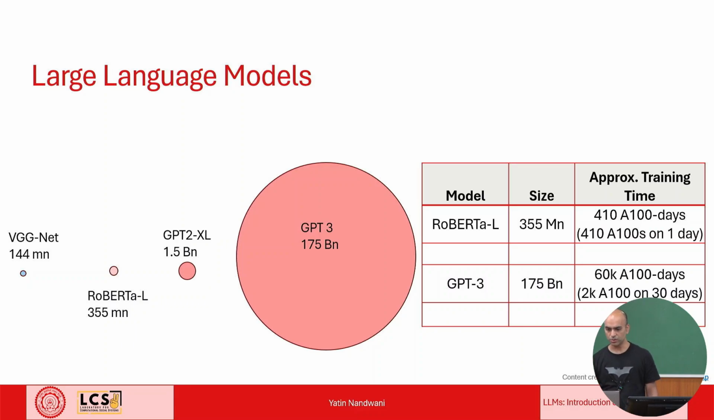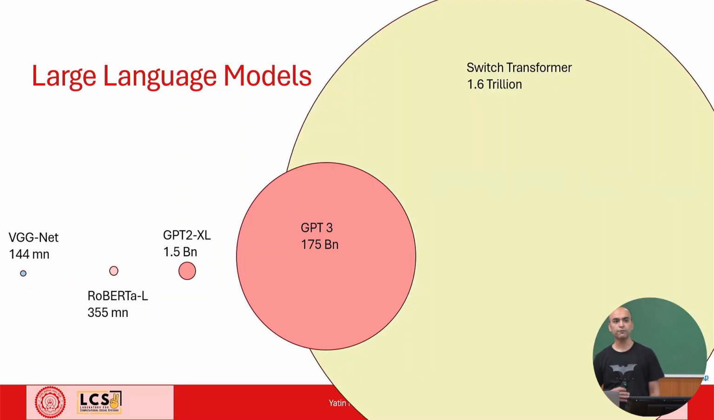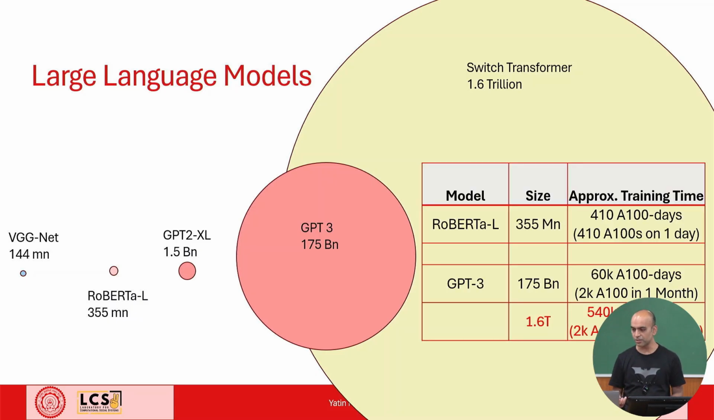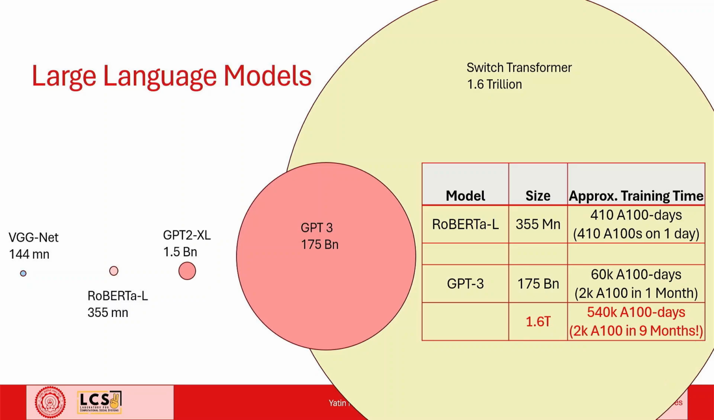Now, if we have to take it forward and train a 1.6 trillion parameter transformer, how would you do it? And what are the resources that it will take? If I simply extrapolate that, even on 2000 A100s, it will take 9 months to train such a big model. So is this feasible? Is this efficient? How should we go about it?